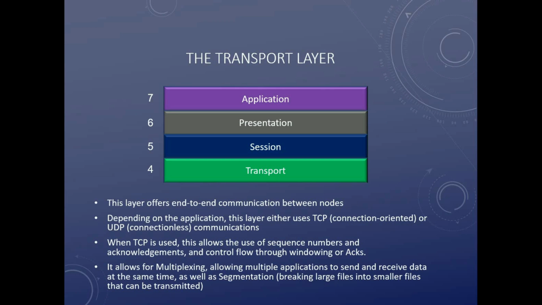It also allows for multiplexing, which is where we can have multiple applications receiving and sending data at the same time. And the biggest thing here, segmentation. When you send a 1 gig file, you do not send it as one file that's 1 gig in size. You break that file into smaller files that can be transmitted. Transport is what breaks it into the smaller files.